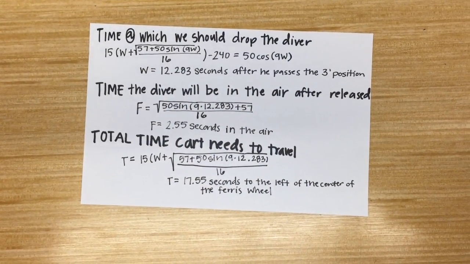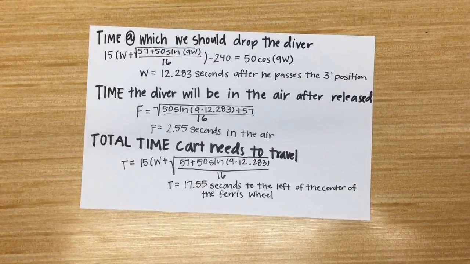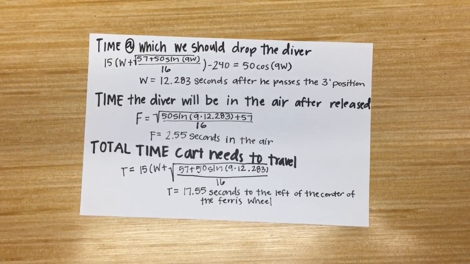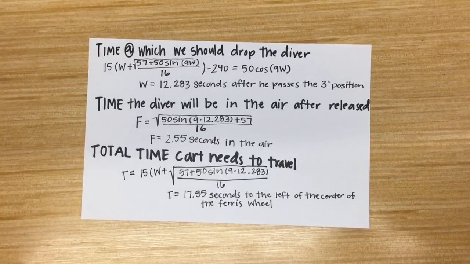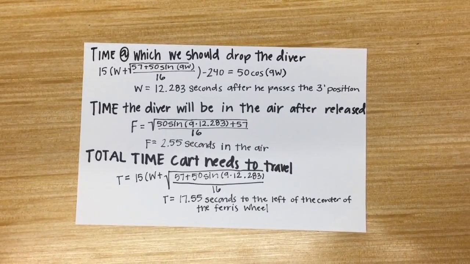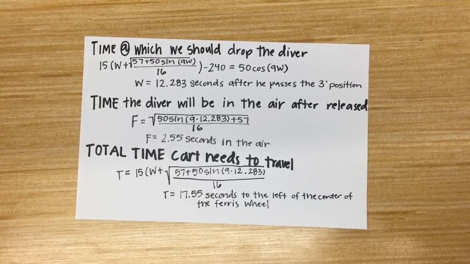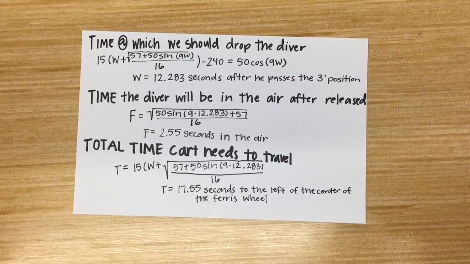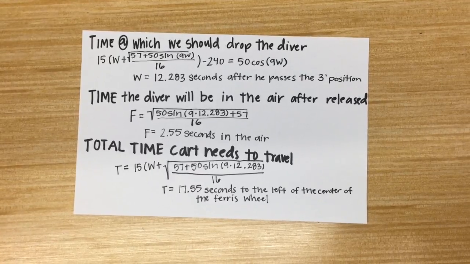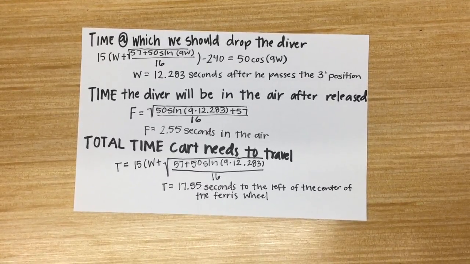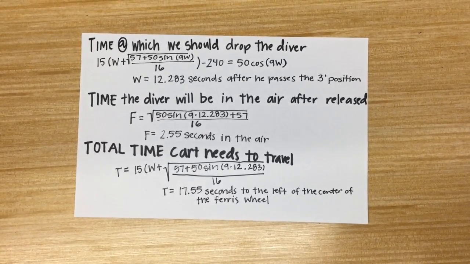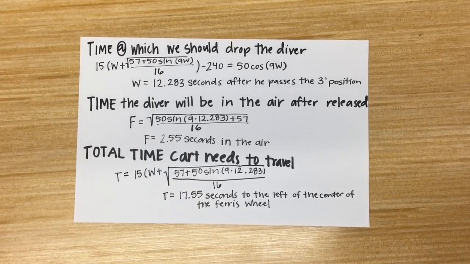Hi, my name is Monica. So we're going to go right into solving for the final location of the cart. So first off is the time at which we should drop the diver. And for the equation, we just put the cart's horizontal x-coordinate equal to the diver's horizontal x-coordinate, and we found it to be 12.283 seconds after he passes the 3 o'clock position.